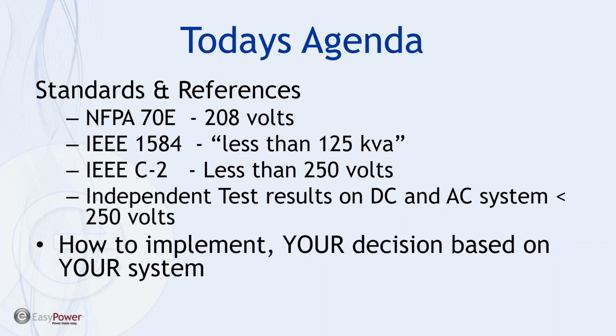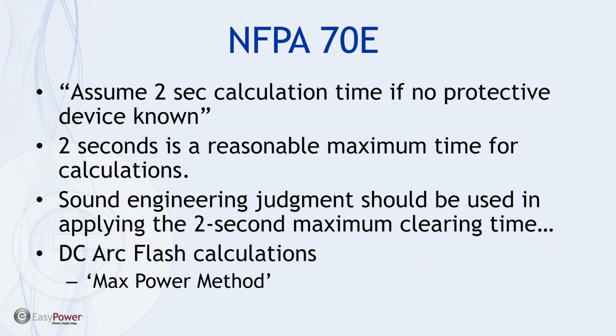All right, so when we look at NFPA 70E, it's kind of the baseline or the standard for arc flash calculations in general. This is the place where the 2-second rule came from, which basically says assume a 2-second limit on calculation time if no protective device is known. Now this applies to virtually the whole system, and so I'm always queasy even referring to this, but it's there nevertheless.